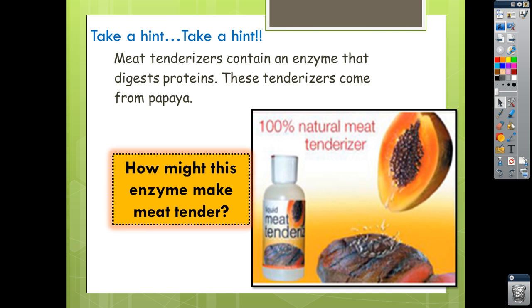Now, let me just mention real quick that meat tenderizers contain an enzyme, like in this example, papaya and salt itself. They contain an enzyme that digests proteins. These tenderizers come from papaya. All right. So in other words, I wanted to also point out that enzymes can serve good purposes, especially a natural enzyme like the one found in papaya as well.